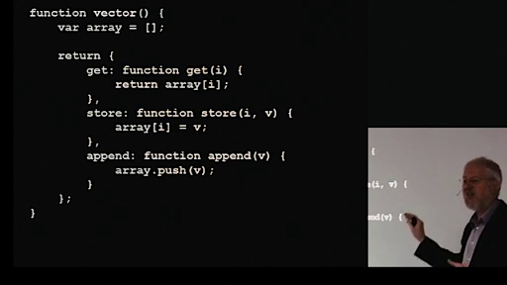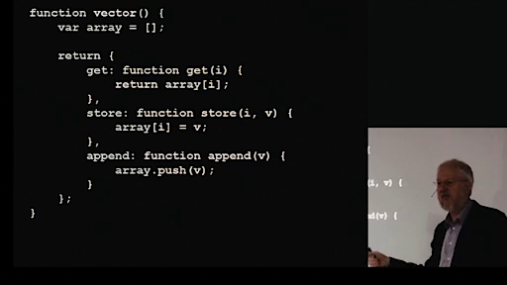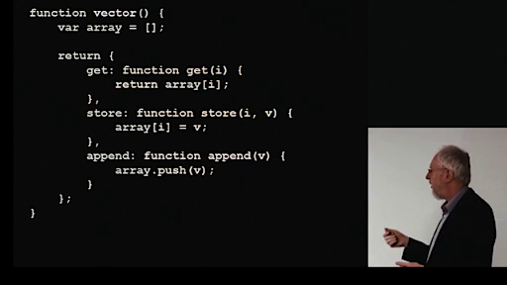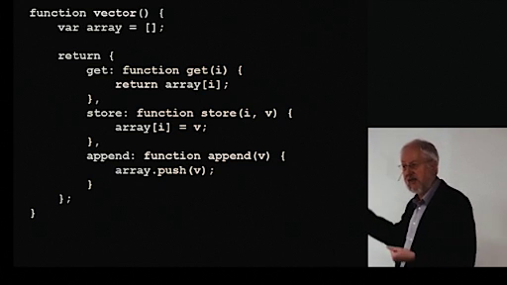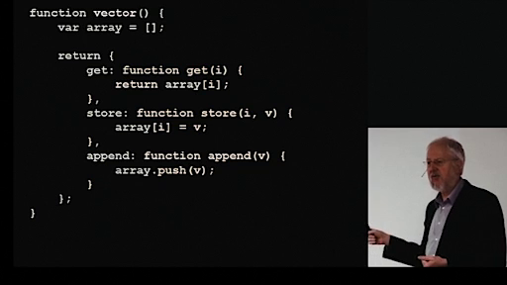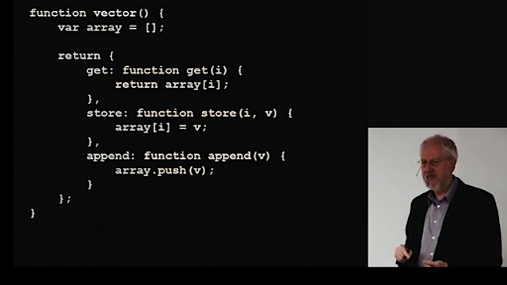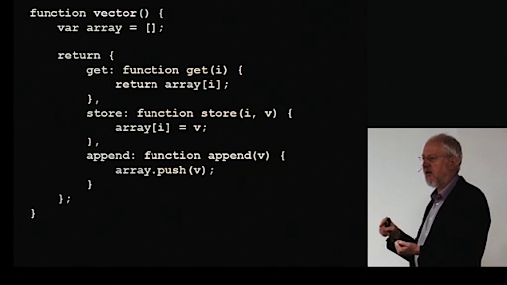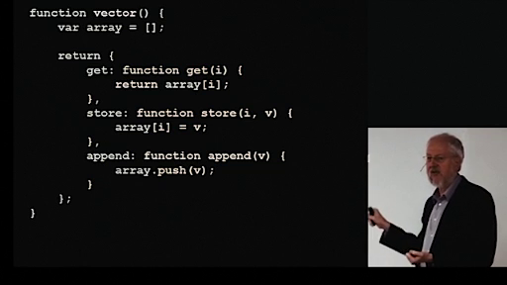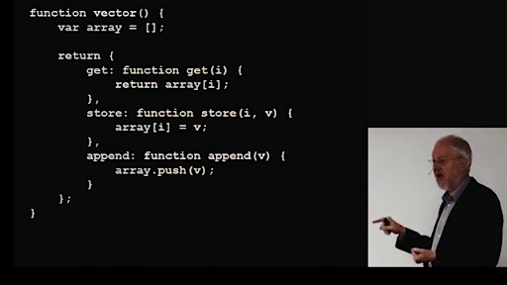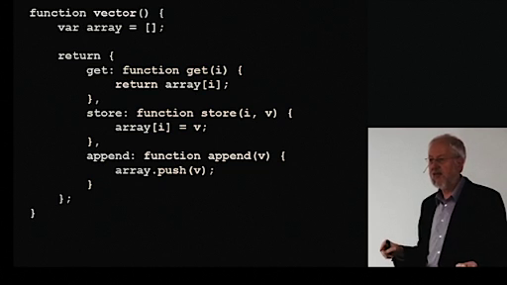So the guarantee that we want to make is that we can give this to a third party. The third party can access the array indirectly using these methods, but the third party cannot get direct access to the array itself, because we want to limit access to the array to only the things that we can do and not to any of the other things that you could do to an array.